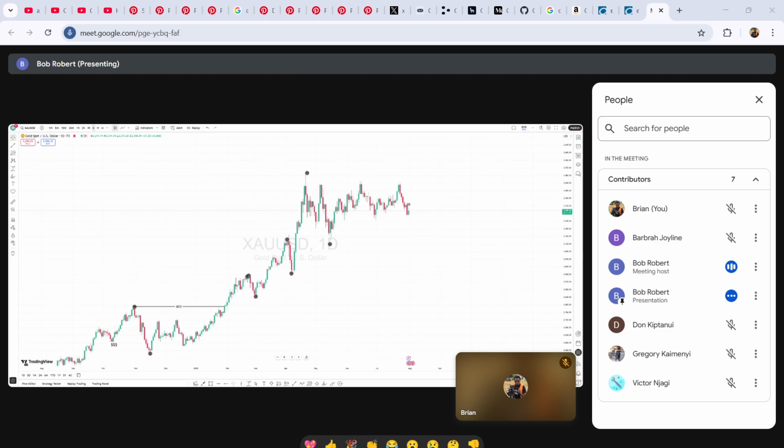I got one from Greg on GU, which I don't know. Greg, what is the meaning of LW? That is a misspelling. It should be lower high and lower low. This is just a misspelling.